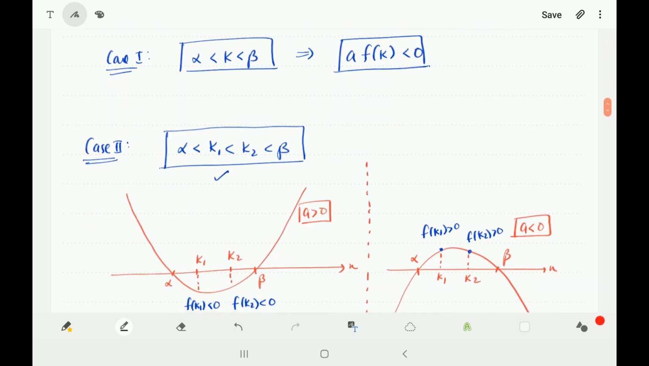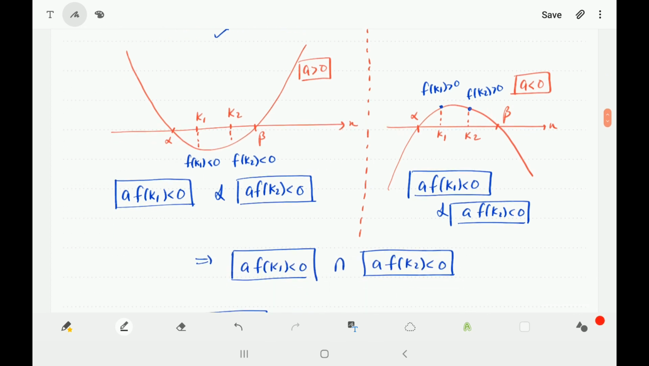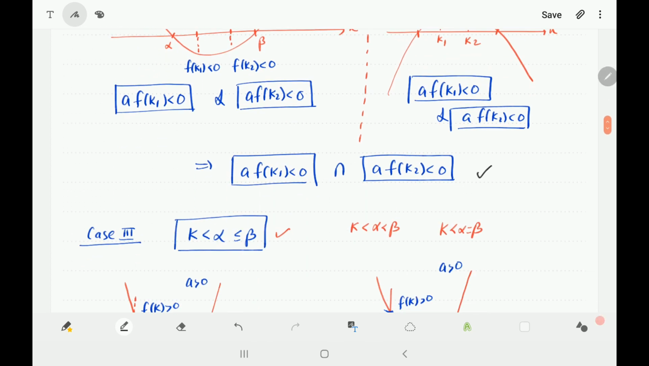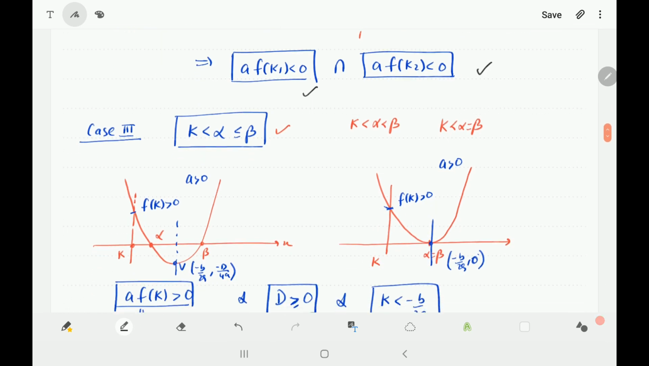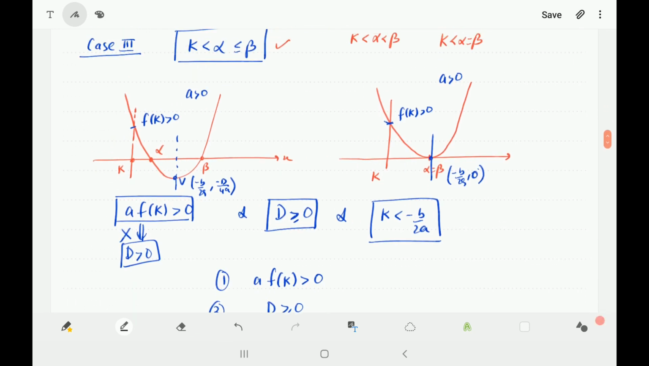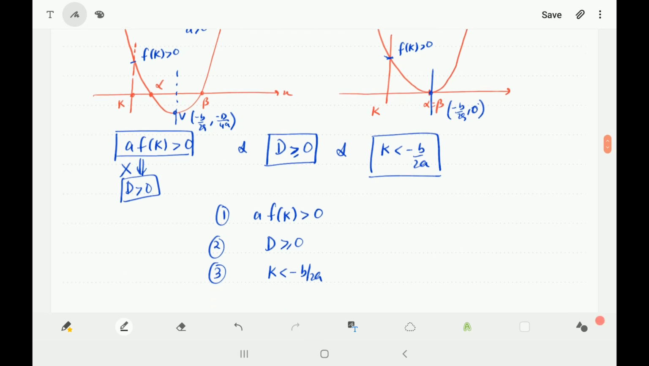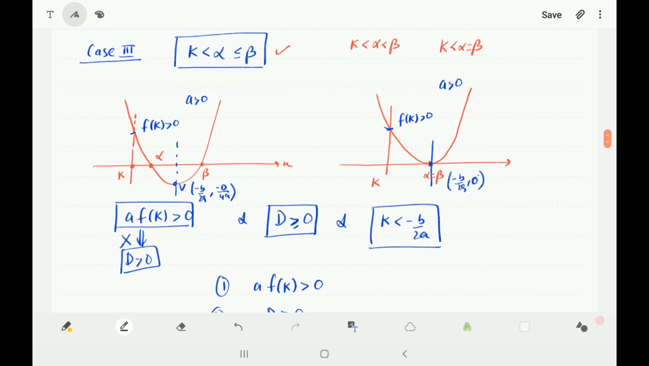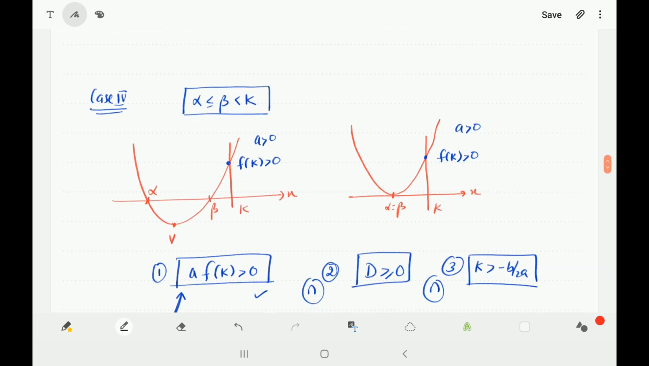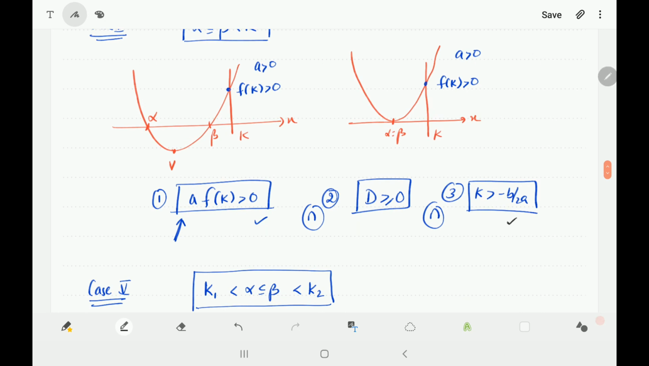The next condition was k1 and k2 both lie between alpha and beta, so we made sure that k1 will lie between the roots and k2 will lie between the roots. So a into f of k1 is less than 0 and a into f of k2 is less than 0. The third condition was k is less than alpha less than or equal to beta, that k is less than both the roots. So the condition was a into f of k is greater than 0, because k is outside the roots now. D is greater than or equal to 0, which will make sure the roots are real, they might be equal. k is less than minus b by 2a will make sure that k is behind the roots. Similarly, in the fourth case the only change was that k is ahead of the roots, so the only change in the condition was k is greater than minus b by 2a.